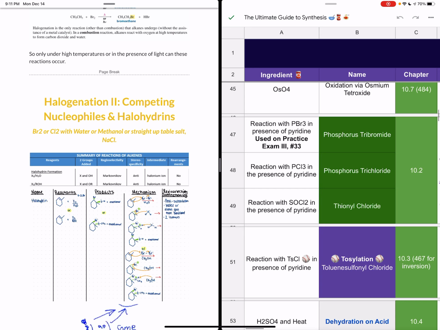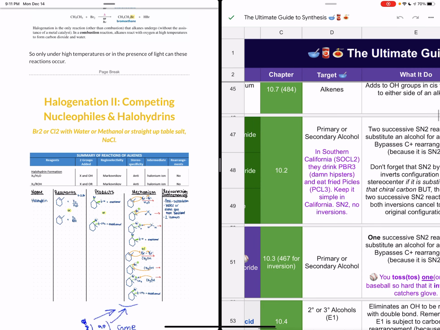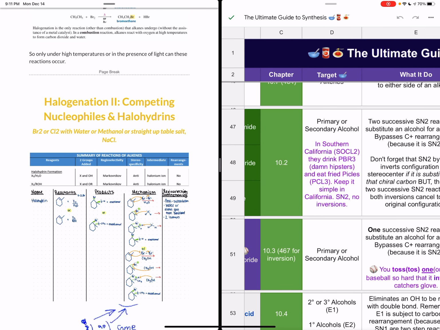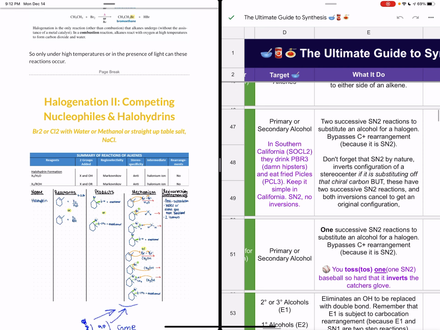All right, then there's this triple threat, PBr3, PCl3, and SOCl2. The way I remember these is in Southern California, they drink PBr and eat fried pickles. Okay, they keep it simple in California, and there's no inversions. These are also going to work on primary or secondary alcohols. And they're all going to do the same thing. However, PBr3 will add a bromine, PCl3 will add a chlorine, and SOCl2 will add a chlorine also, okay?